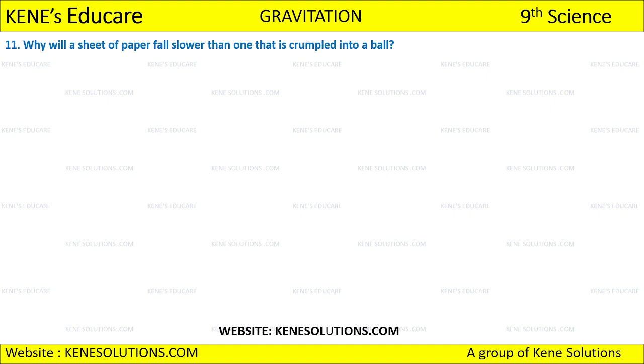Okay, then we have the 11th question: why will a sheet of paper fall slower than one that is crumpled into a ball? When you crumple a sheet of paper into a ball, the density increases, and hence resistance to its motion through the air decreases. Resistance to its motion through the air decreases, and it falls faster than the sheet of paper. Got it?